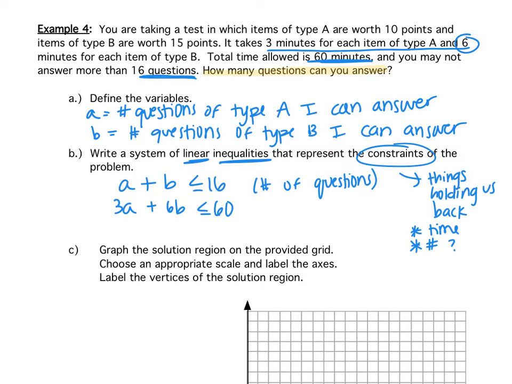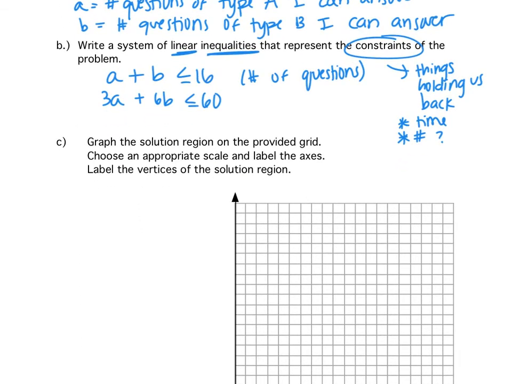Now, is there any other information that we haven't used? Yes, the point values. In this case, that is extra information. Now, we want a high number of points, but the points are not limiting us. So the only limitations we have are that we have 60 minutes and 16 questions. So let's go down and see what's next.